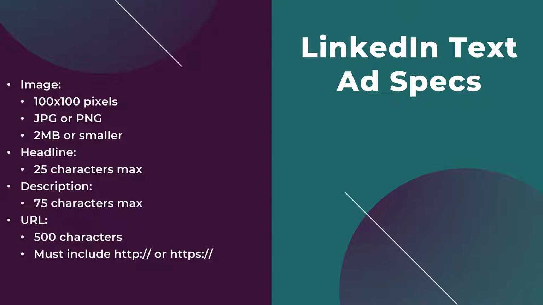And then the last part will be the URL for your text ads. The URL cannot be more than 500 characters. This includes any tracking parameters you attach to the URL. And as part of those 500 characters, you have to include the prefix of the HTTP or HTTPS as you see on the screen right here.